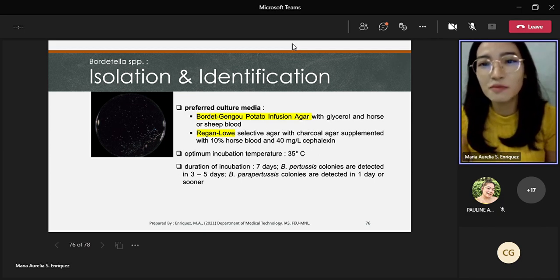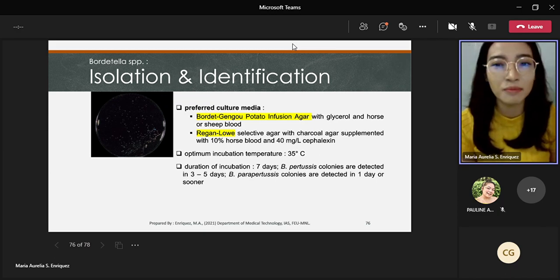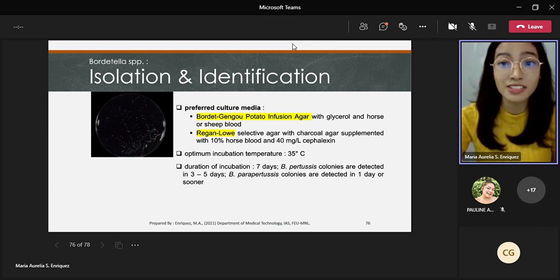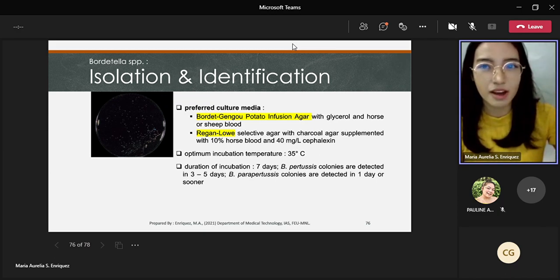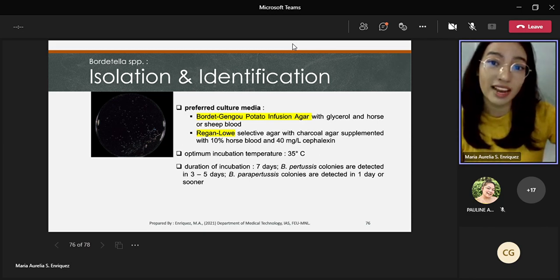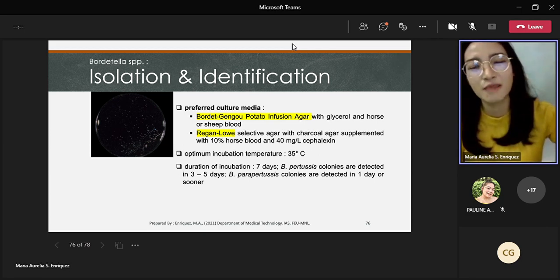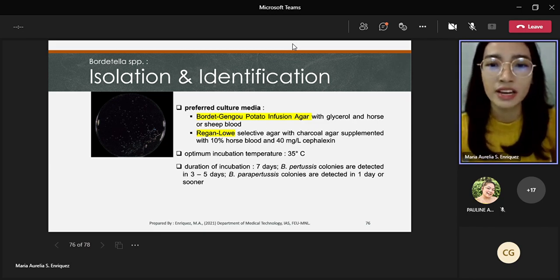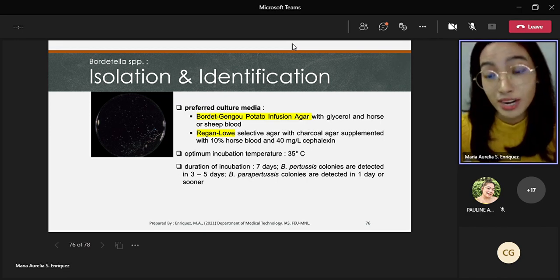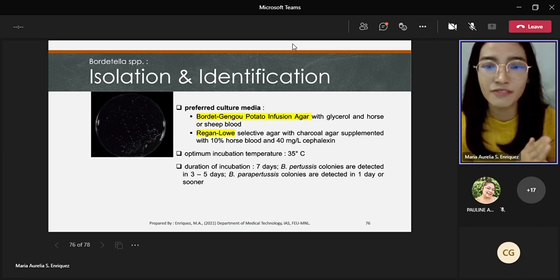Okay, so yung mild, yung mas mabait na version, which is si parapertussis, within 24 hours, nag-grow na. Pero yung more severe version, which is Bordetella pertussis, ayan, it would take up to 5 days before natin i-consider na negative nga talaga yung isolate. Alright, so before reporting as negative, the plates should be kept for as long as 7 days.